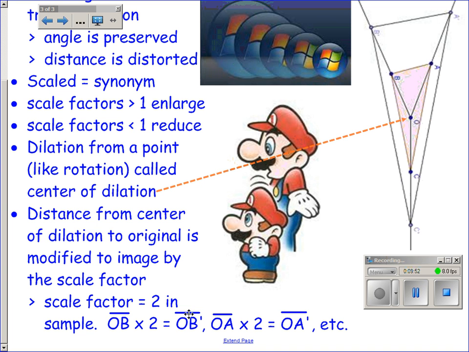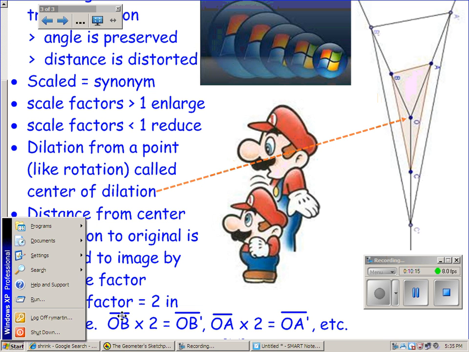If the scale factor were something other than 2, then that scale factor is what would show up here. If it were a reduction, then, say by 1/3, it'd be OB times 1/3 would equal OB prime. And OA times 1/3 would equal OA prime. And so that's kind of the idea there.